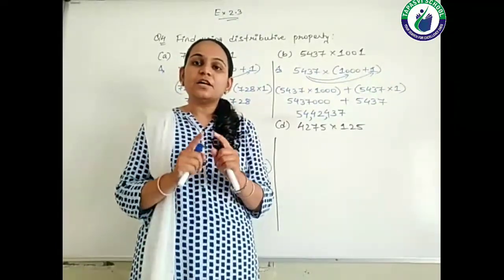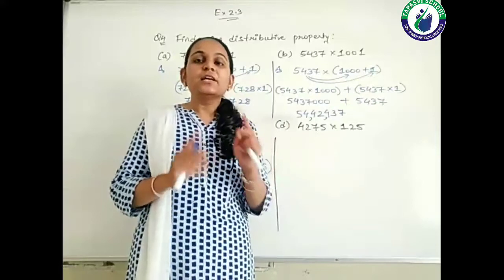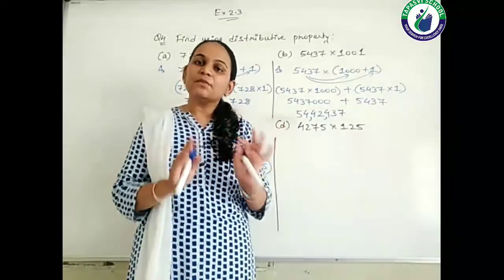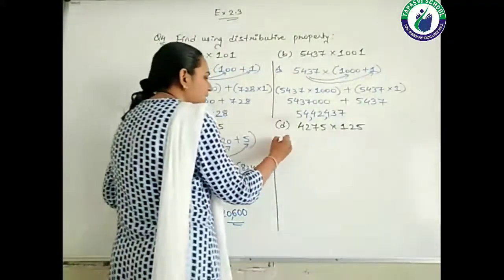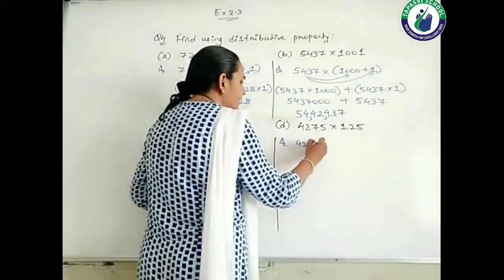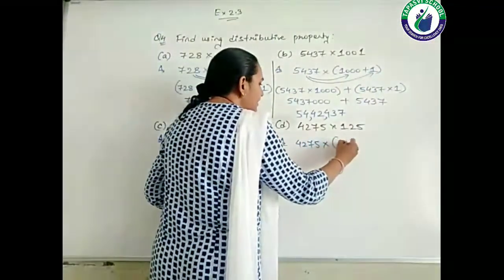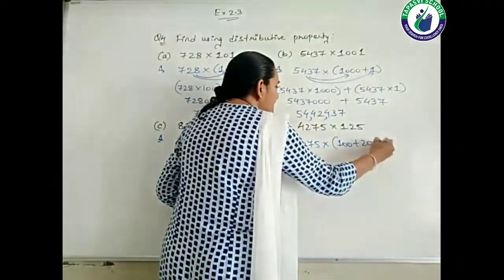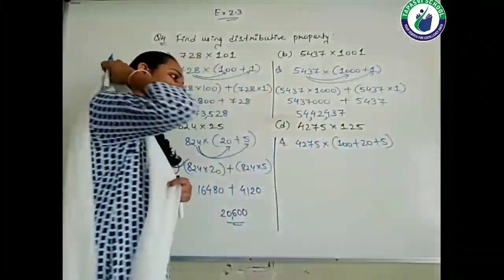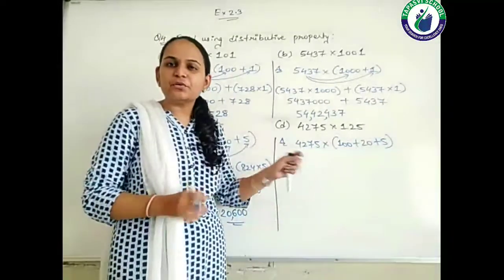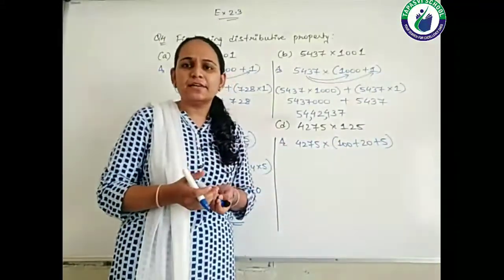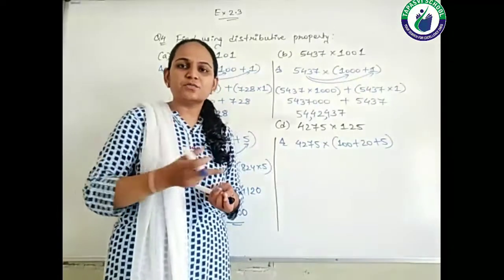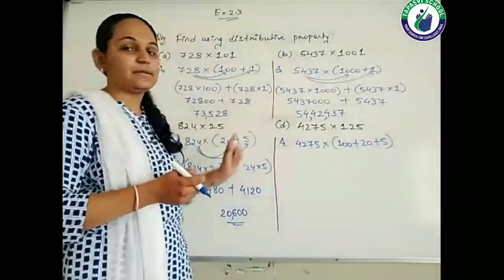But I am taking here 100 plus 20 plus 5. You can also select 120 plus 5. Both are right, right? So here I am showing you 4275 into 100 plus 20 plus 5. Right? This is a little bit new for you. Doesn't matter, right? However many numbers come here, doesn't matter, right? You need to do the same process, whatever we have done in A, B and C.